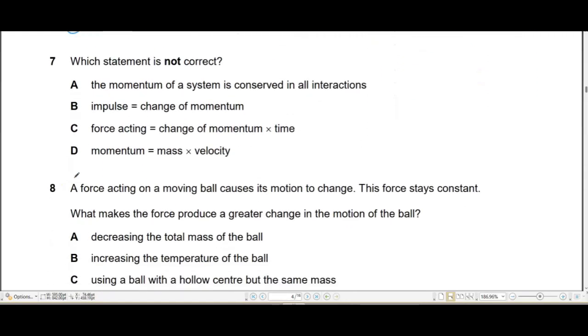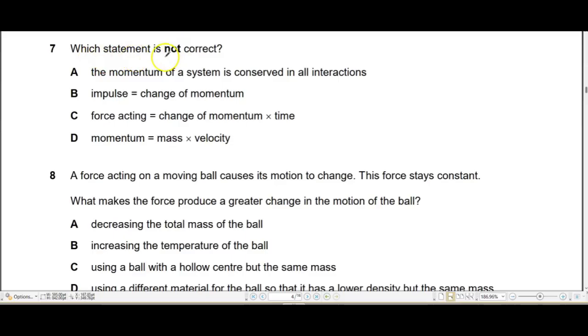Okay, moving on to question number 7. Which statement is not correct? Okay, the momentum of a system is conserved in all interactions. Yes, this is correct according to the law of conservation of momentum.